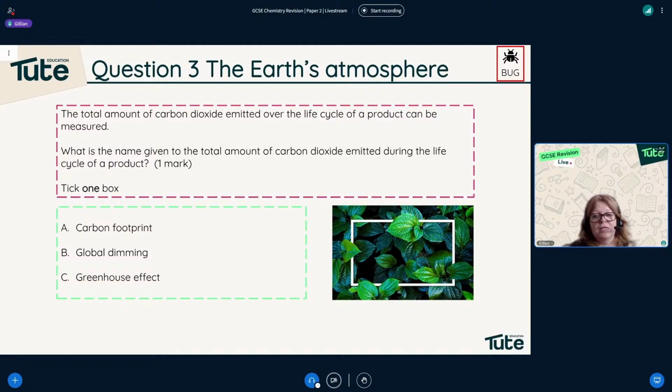So moving on to our next question, the total amount of carbon dioxide emitted over the life cycle of a product can be measured.